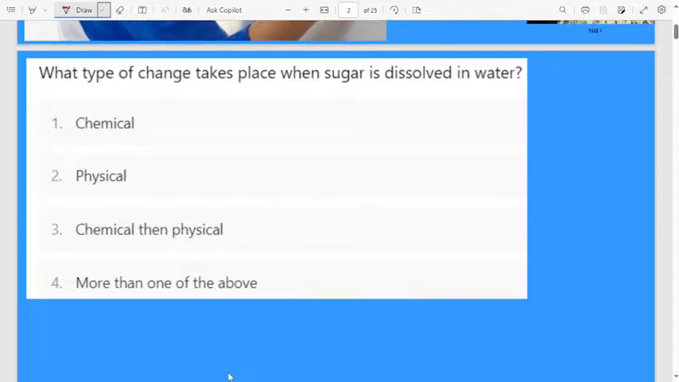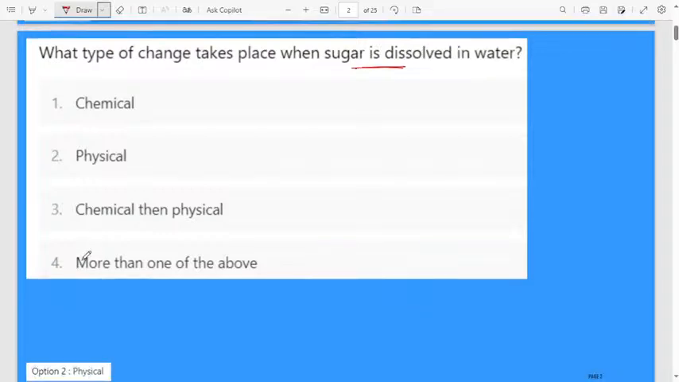Yes. First question. What type of change takes place when sugar is dissolved in water? When you dissolve sugar in water, what are the changes that will take place? First option chemical, second option physical, third option chemical then physical, fourth option more than one of the above.